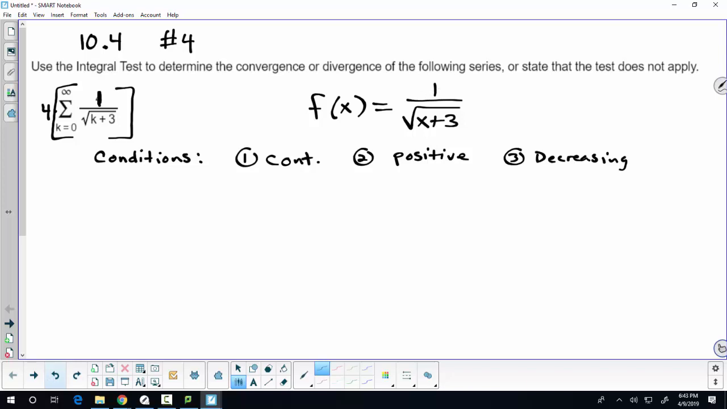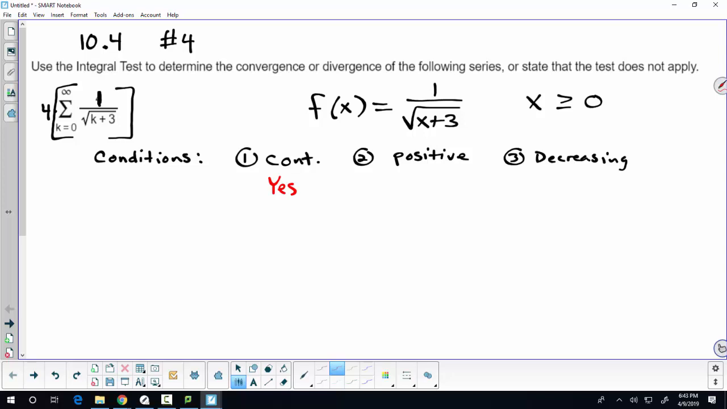Okay, so is it continuous for all x larger than or equal to 0? Yeah. The square root of x plus 3 is only undefined for values less than or equal to -3. If it's equal to -3, then you've got the square root of 0 on the bottom, which you can't do.